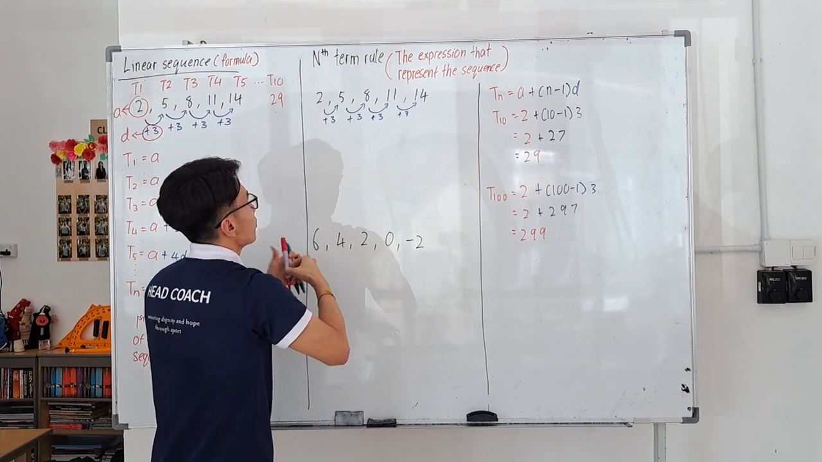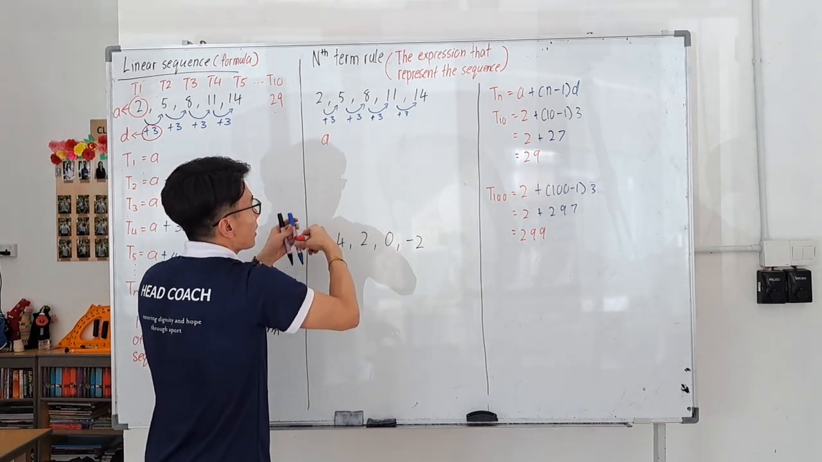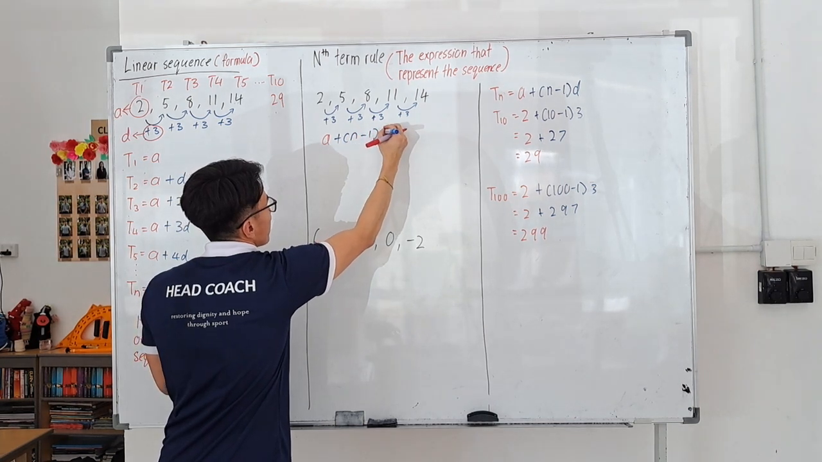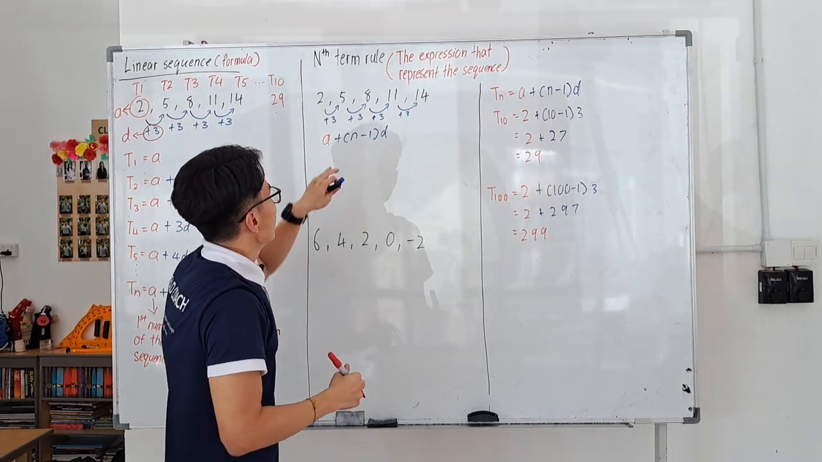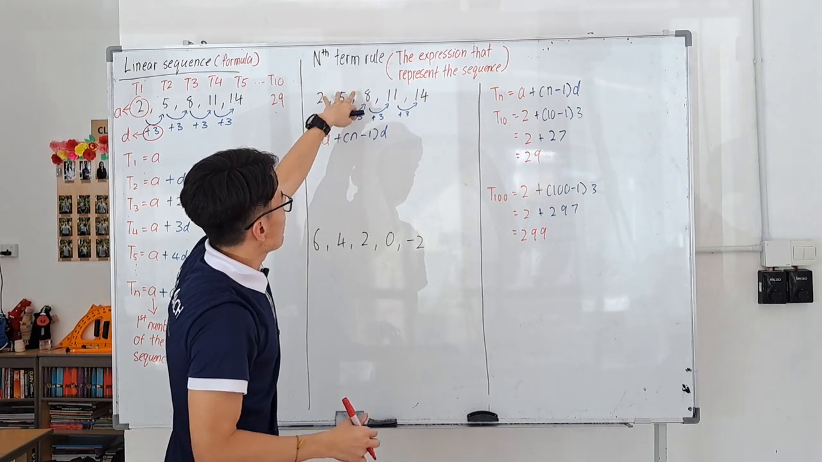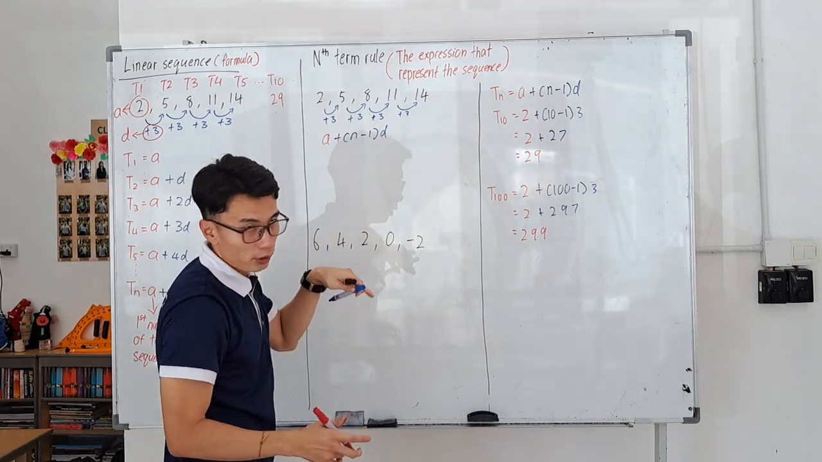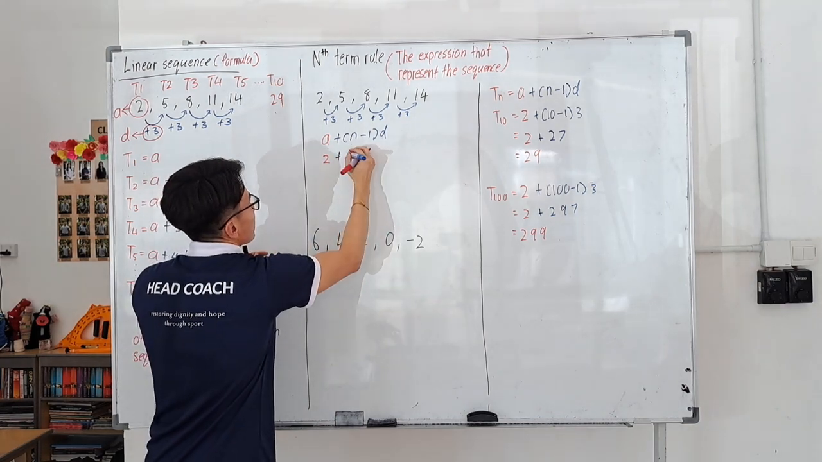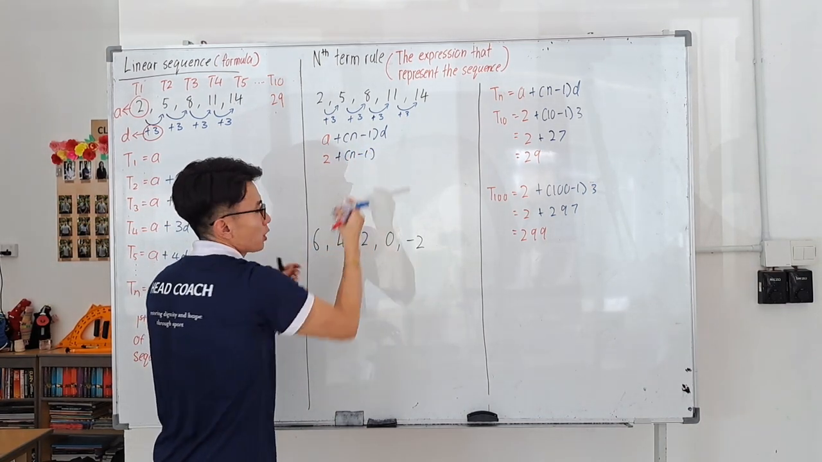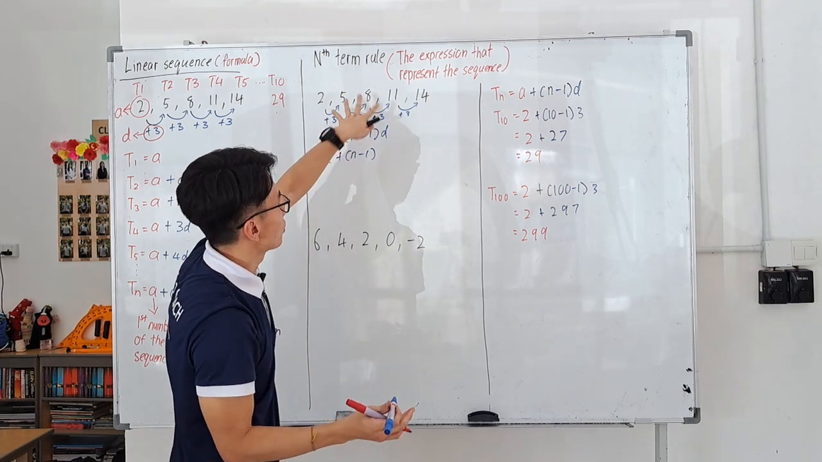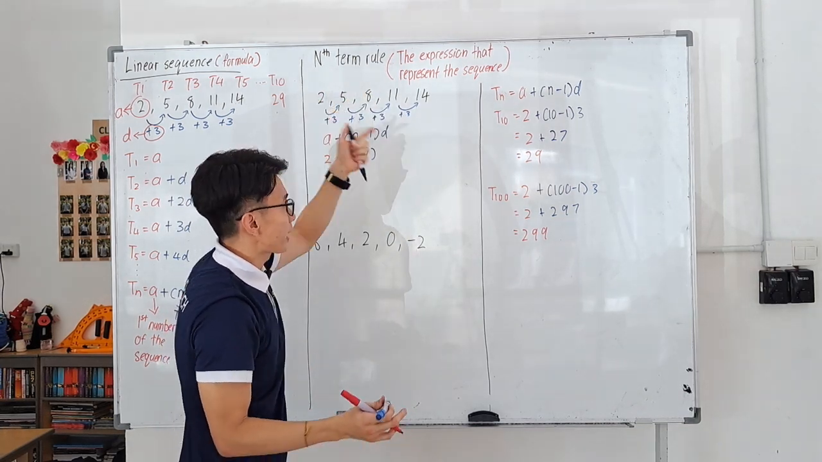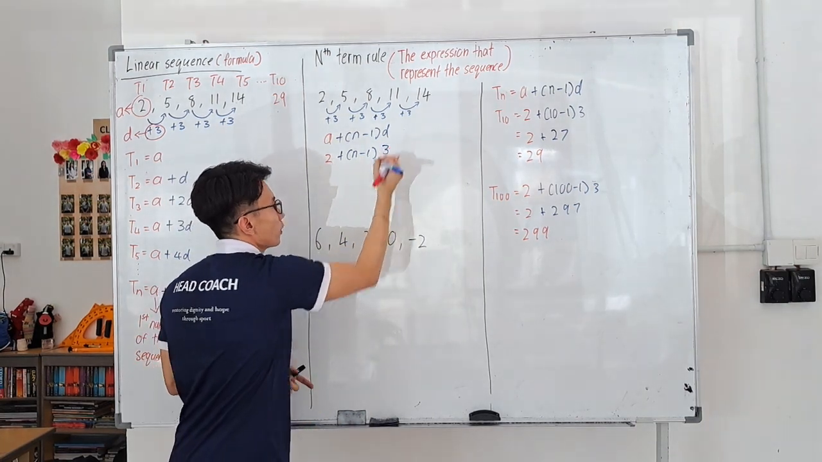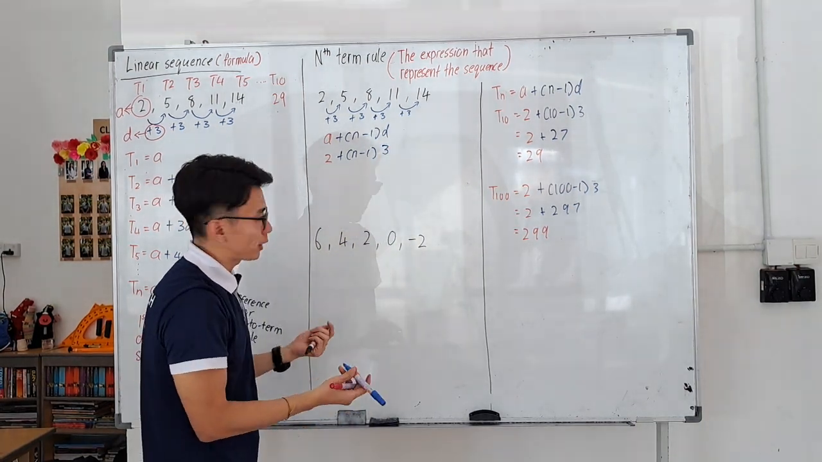So I'm going to write down the formula first. So that's going to be a plus n minus 1 d. Okay? So all you need to do is to substitute the relevant information inside. So my a over here, that's 2 plus n minus 1, because we just want to form an expression to see the expression that represents the sequence. My term to term rule, it's 3. Okay, so all you need to do now is expand.